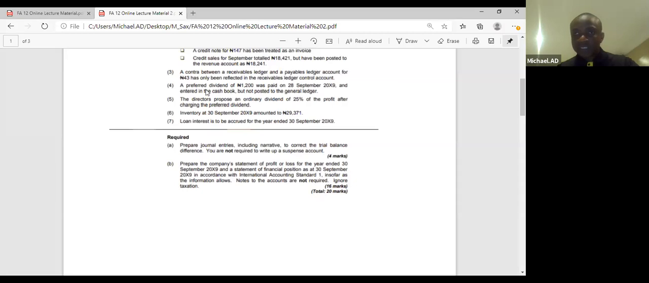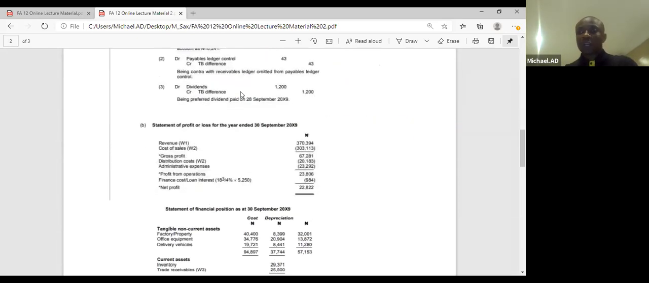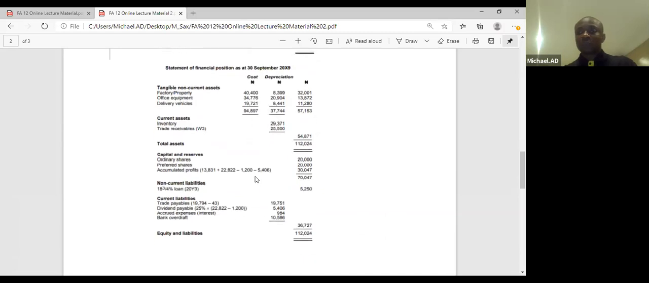Remember, there's a place they say a dividend was paid and entered into the cash, but was not posted. So dividend is always removed from our profits. It is either you post dividend as a whole or you remove it from your profits. But then what have we done? We've actually credited the cash book. But because our profit is a credit entry ledger account, we will have to debit our accumulated profits of how much? 1,200. So that was why we are removing 1,200 from here.